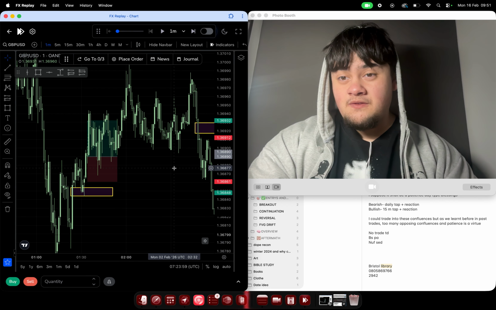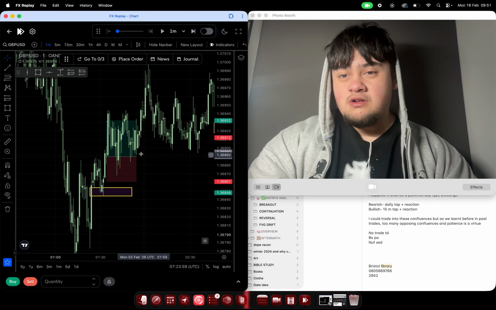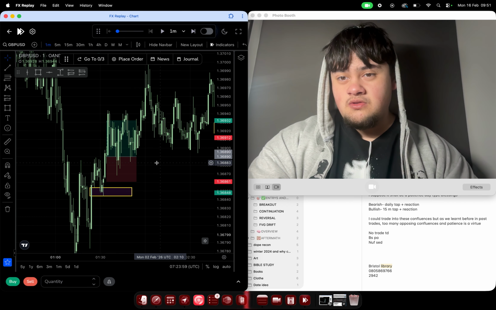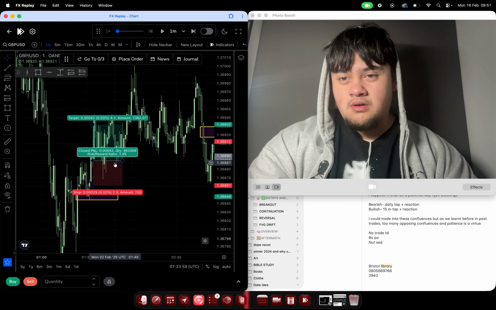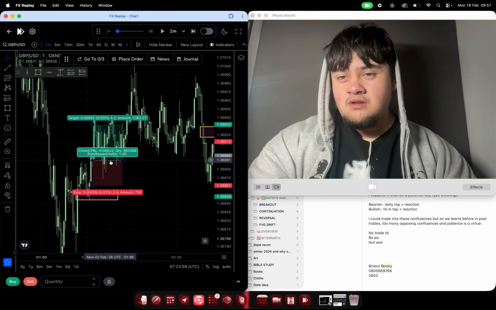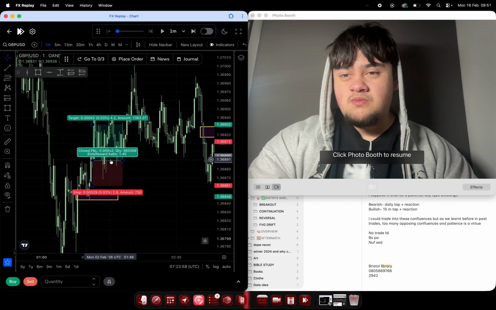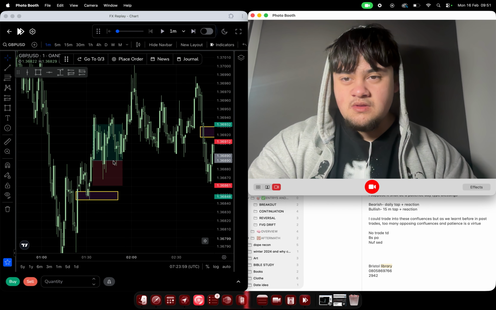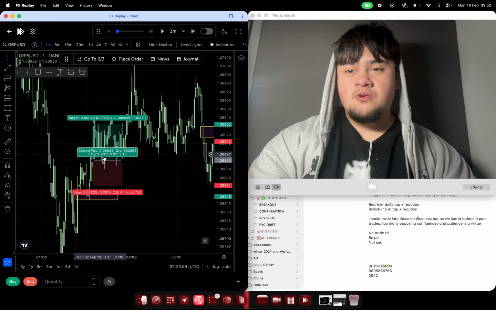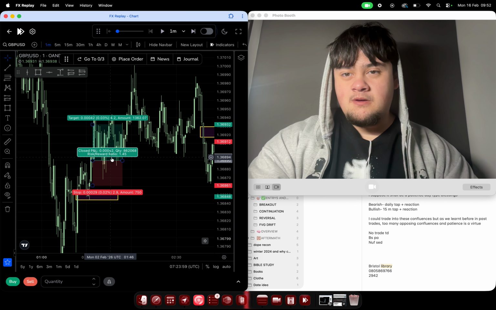Now with this scalping as well, you don't want to be hitting crazy R-to-R trades. You just want 1-to-1 minimum. That's it. It doesn't matter if it's 1 to 1.5, 1 to 2. That's just how this works. So yeah.